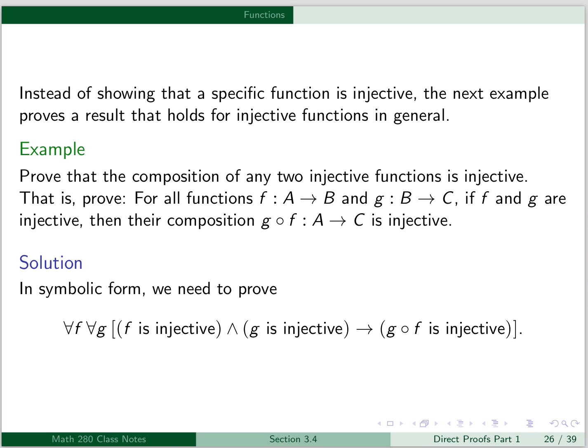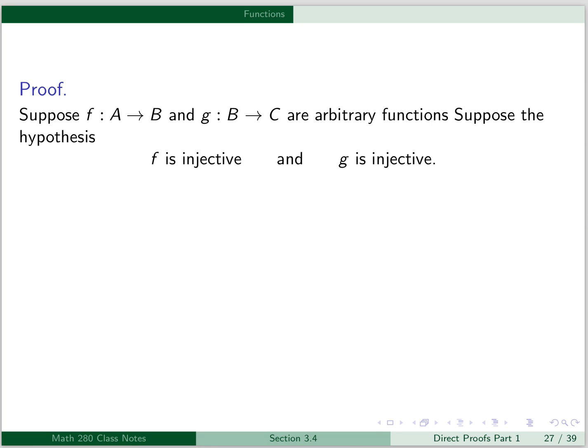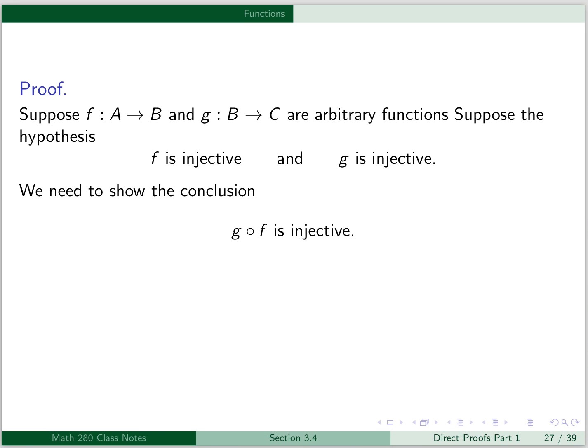Our first step is to write this in symbolic form. So in symbolic form, we need to prove for all f, for all g, f is injective and g is injective implies g composed with f is injective. This is a universal statement with a conditional propositional function, so we'll start with a proof by arbitrary element. So we'll suppose that f from A to B and g from B to C are arbitrary functions. We suppose the hypothesis that f is injective and g is injective. We then need to show the conclusion that the composition g composed with f is injective.